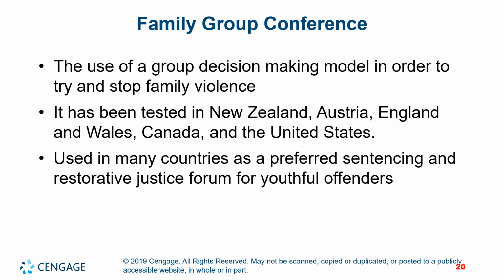Then there is the family group conference. The use of a group decision-making model in order to try and stop family violence is the ultimate goal of the family group conference. It has been tested in New Zealand, Austria, England and Wales, Canada, and finally now in the United States. It is used in many countries as a preferred sentencing and restorative justice forum for youthful offenders.